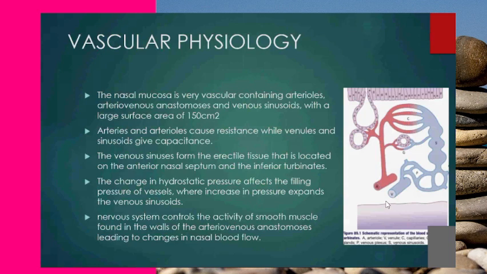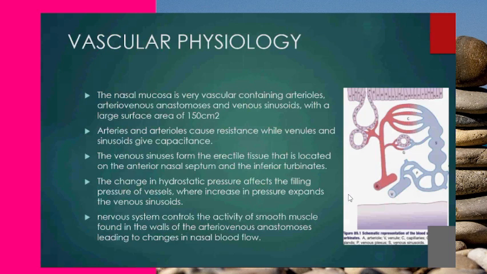And how does it provide the resistance and the capacitance? Resistance is caused by arteries and arterioles. Capacitance is provided by the venules and the sinusoids. And these venules and sinusoids are more common in the nasal septum and the turbinates. So that is the reason you know that the turbinate can get enlarged.